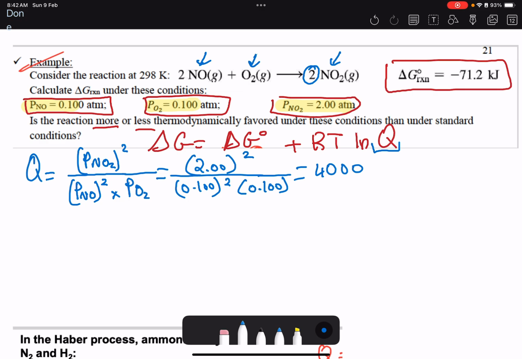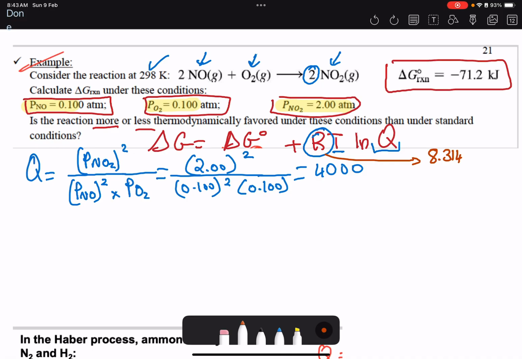Now, in this condition, temperature is given to us, it's in Kelvin. Now R, you will find it given to you in your formula sheet. The value of R is 8.314 joule per mole Kelvin. So basically it is in joules. So you need to convert it to kilojoule.